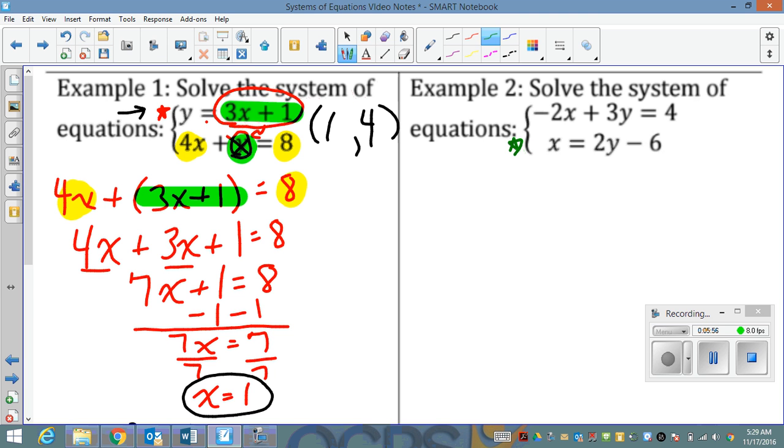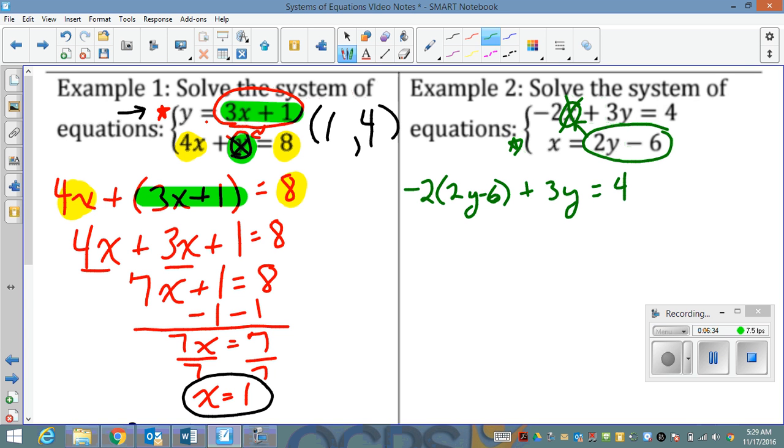Now in step 2, I'm going to go into the first equation. I'm going to remove the x, and I'm going to plug in 2y minus 6. Everything else is going to stay the same. I'm just substituting 2y minus 6 in for the x, and it's legal because they are equal. Notice this time the parentheses were important because I need to distribute that negative 2.